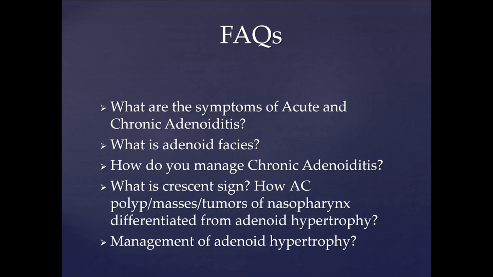So this is the fourth X-ray. Symptoms of acute and chronic sinusitis, chronic adenoiditis, adenoid facies. What are the features you will see in adenoid facies? Management of acute and chronic adenoiditis, crescent sign. So this is important in adenoid X-ray. What is crescent sign? How will you differentiate an antrochoanal polyp from a nasopharyngeal mass?